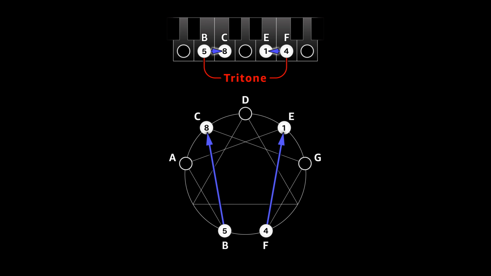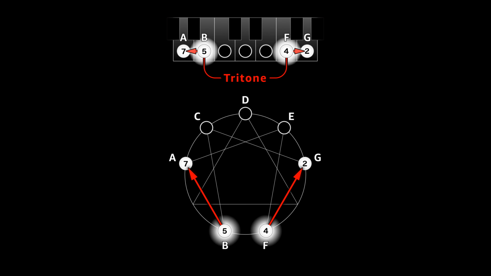Related to this phenomenon, the process from type 5 to type 8, and from type 4 to type 1, are integration processes. On the other hand, when B moves to A and F moves to G, an unpleasant sound is created. Related to this phenomenon, the process from type 5 to type 7, and from type 4 to type 2, are disintegration processes.